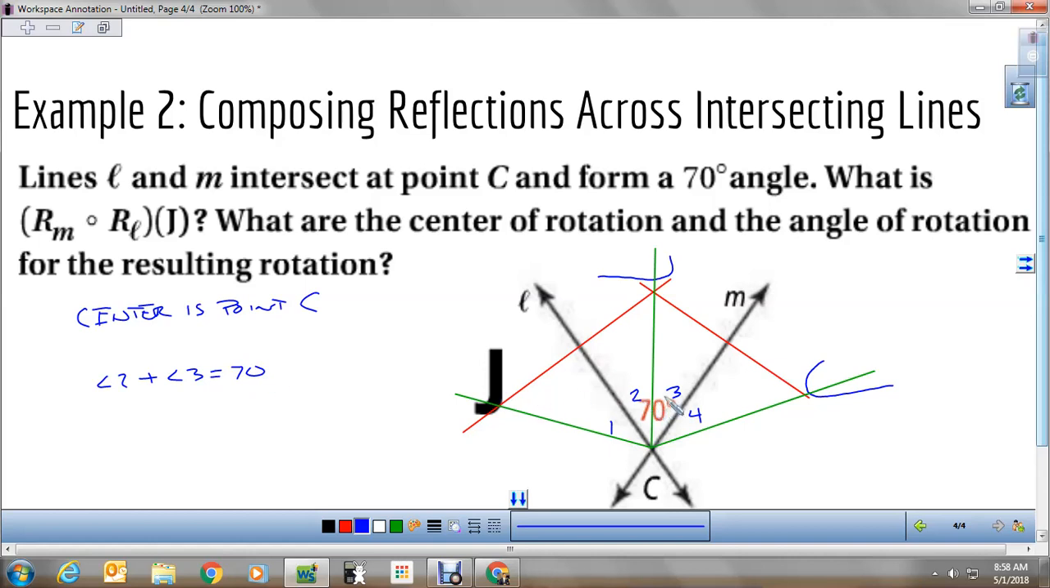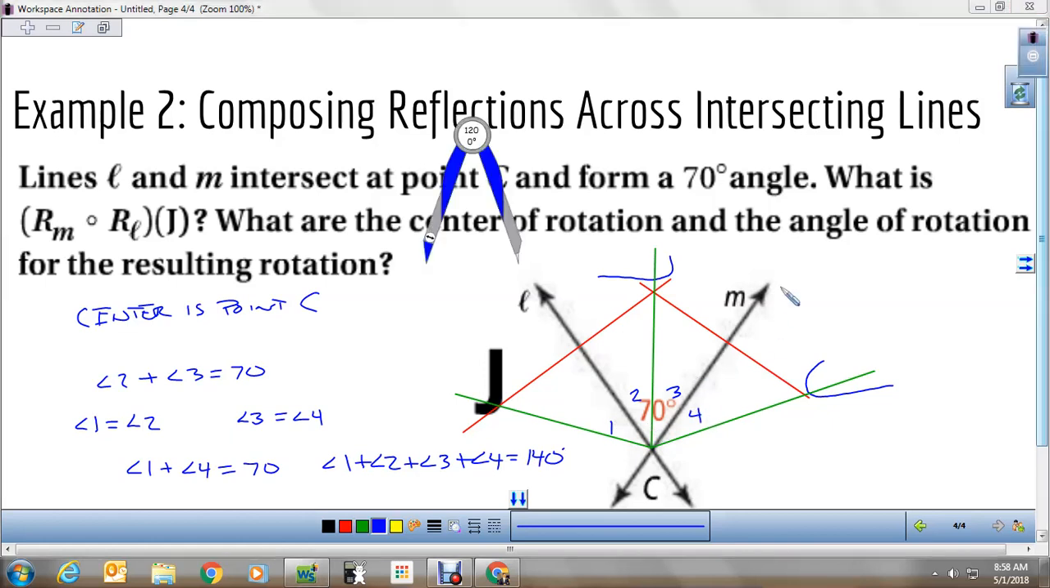And we know that angle 2 and angle 1 should be the same. So angle 1 should equal angle 2. And angle 3 should equal angle 4. So if these two equal 70, then angle 1 plus angle 4 should also equal 70. So if we add up all of our angles, angle 1 plus angle 2 plus angle 3 plus angle 4 should equal 70 times 2, which is 140 degrees. So that is how many degrees we've rotated all the way through.